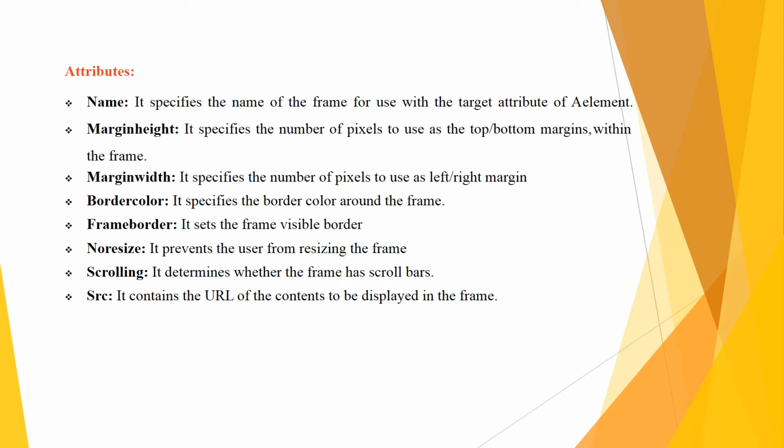Another attribute is noresize. If we use this noresize attribute in the frame, it will not expand, minimize or maximize. Scrolling: if you want scroll bars, then we will use the scrolling attribute. Its values are yes, no, and auto. If you want scrolling, then we will use yes. If you don't want scroll bars, then we will use no. If you set the scrolling attribute to auto, then it depends on the size of the frame.